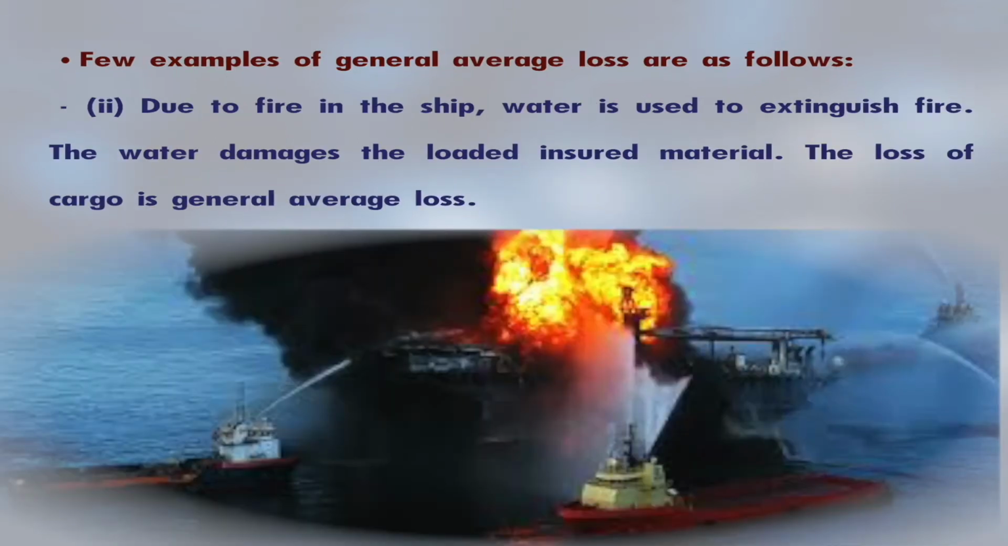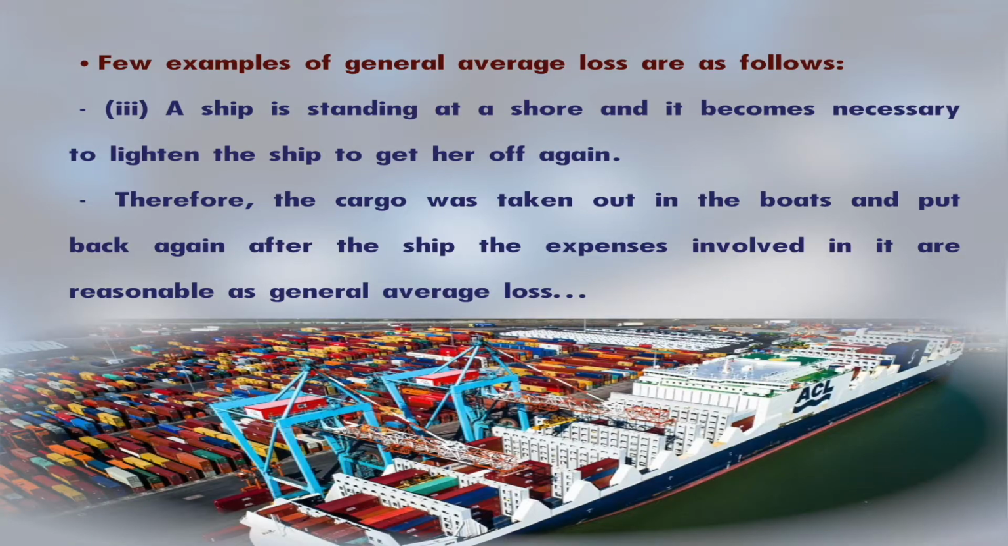Due to fire in the ship, water is used to extinguish the fire. The water damages the loaded insured material. The loss of cargo is general average loss. A ship is standing at a shore and it becomes necessary to lighten the ship to get her off again. Therefore, the cargo was taken out in boats and put back again after the ship was afloat. The expenses involved in it are recoverable as general average loss.